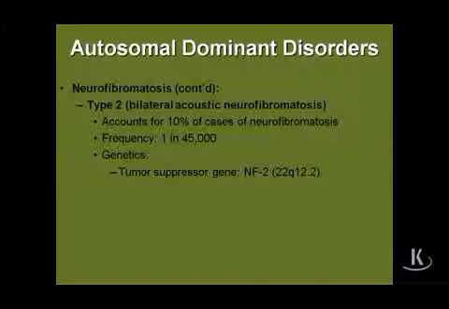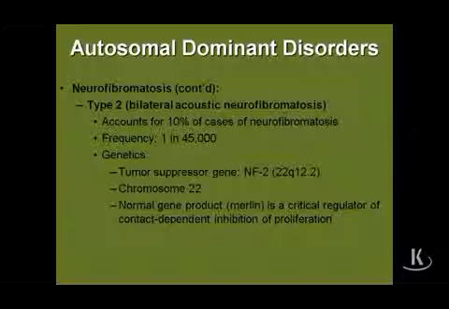And in terms of the genetics, it involves a tumor suppressor gene, NF2, located on the long arm of chromosome 22, and basically its gene product is called Merlin, a critical regulator of contact-dependent inhibition of proliferation. Normal cells, when they are dividing and they touch one another, will stop dividing. This is what's called contact-dependent inhibition of proliferation. Obviously, there are genes that control this. One of these is Merlin, or NF2.